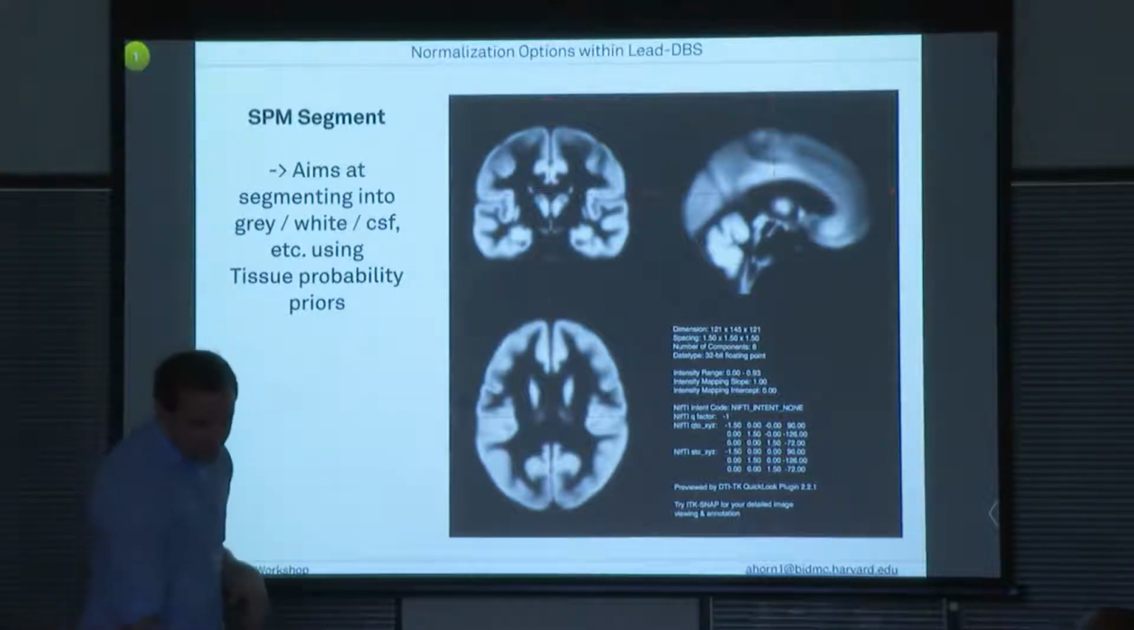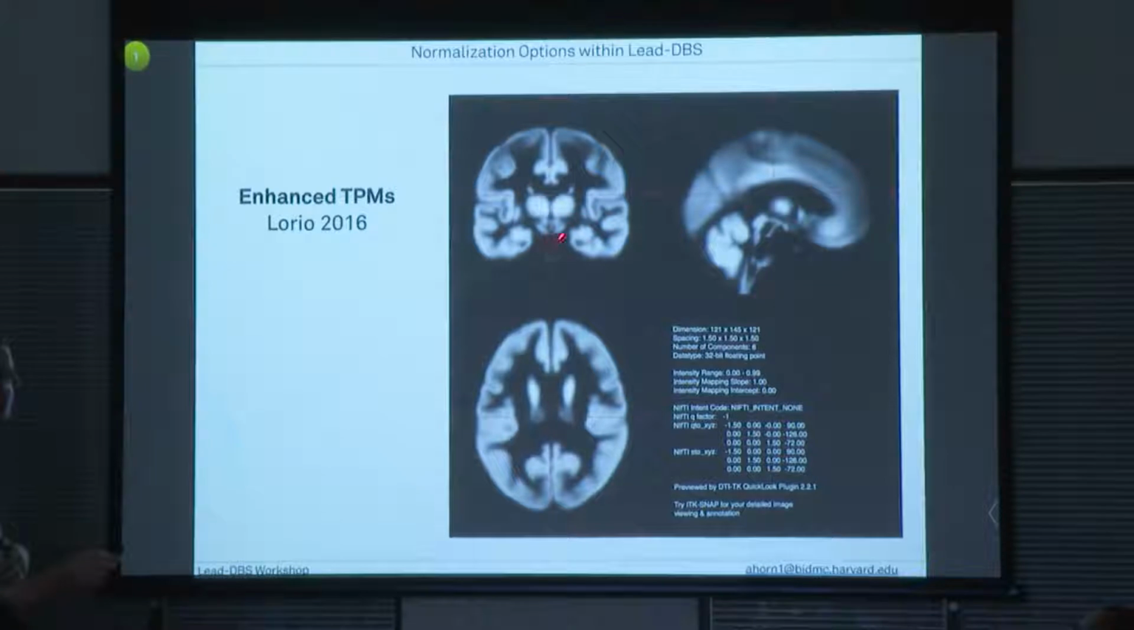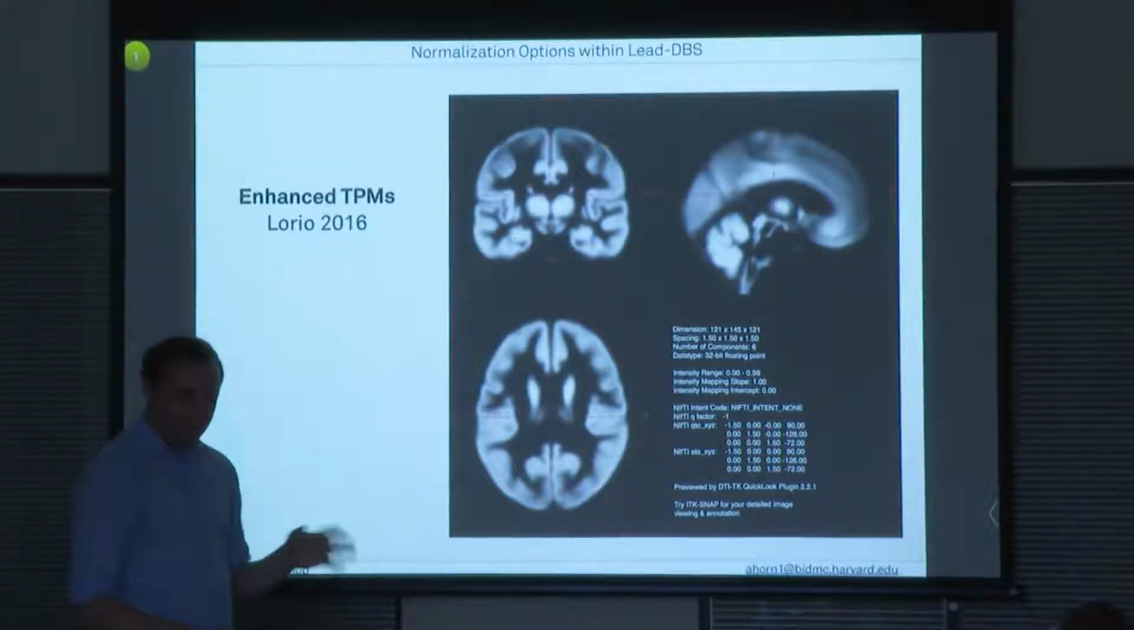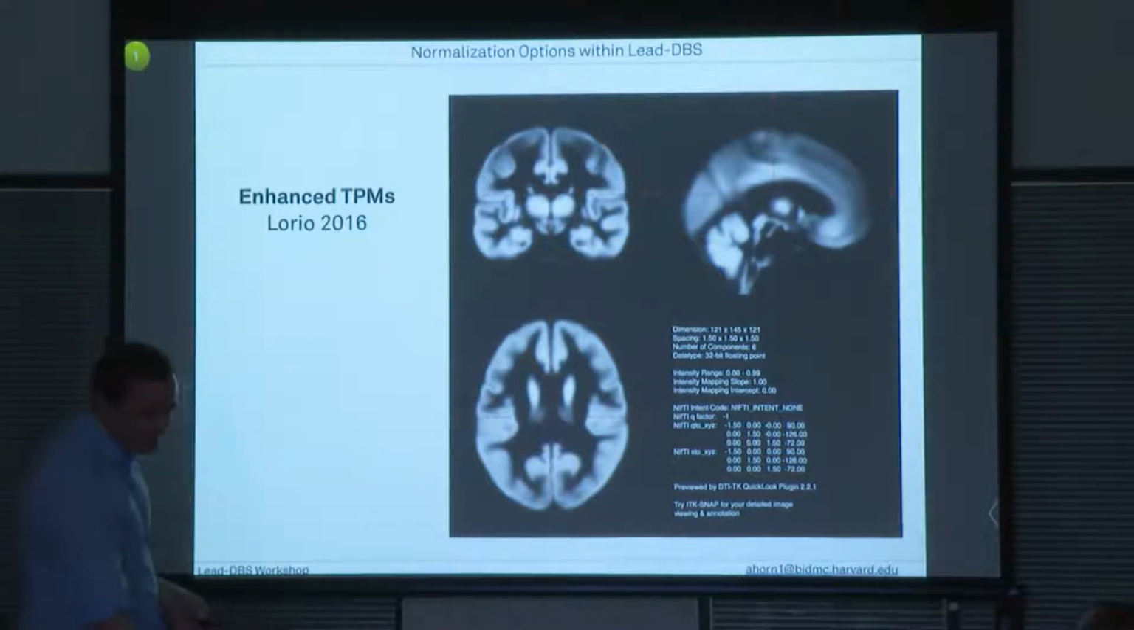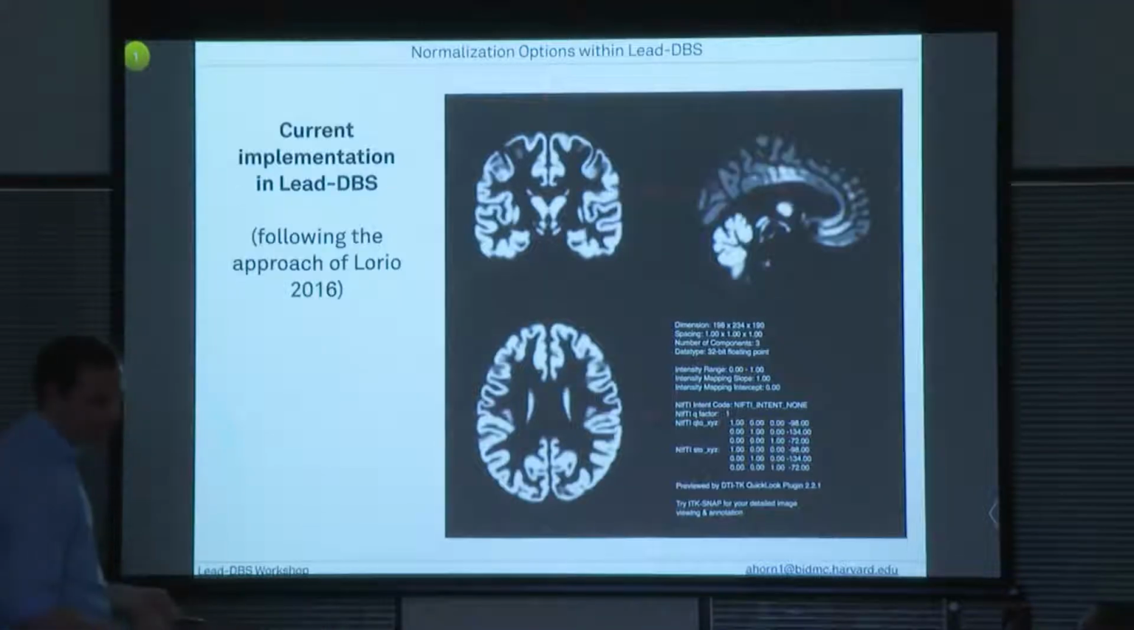And what some people did, so nothing to see here, but some people then, so Bogdan Draganski's lab, they created new TPMs, new enhanced tissue prior maps that would also have a good definition of the subcortex. And we tried these maps, and we then also built our own that are a bit similar for Lead-DBS, that basically have even a better fit to the STN. And so we now have the TPMs that we use in Lead-DBS, they have really good definition of the STN, and they also have a really great exact ICBM 2009b fit. But it's the same idea as Draganski's lab did.